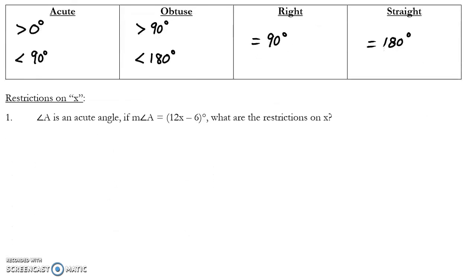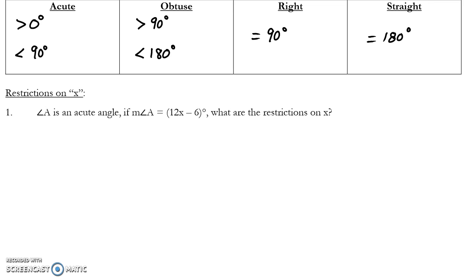Now let's get to the more specific problems. In these restriction problems, they'll say something along these lines. Angle A is an acute angle. If the measure of angle A is equal to 12x minus 6 degrees, what are the restrictions on x? We have to utilize first and foremost this statement to say, okay, it's acute. It has these two restrictions. The measure of my angle A is greater than 0 degrees, and the measure of angle A is less than 90 degrees. The second thing I do is substitute.